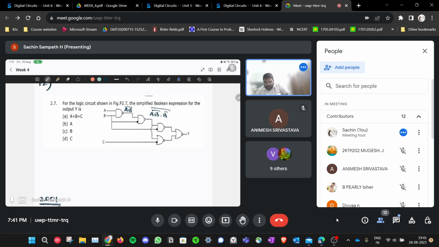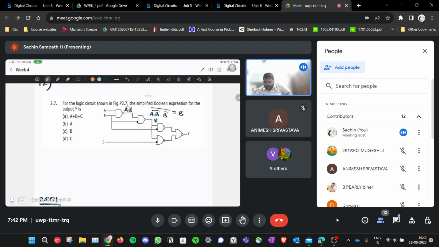and then this is A bar plus, this is AB plus B, right? If you use De Morgan's law, which is nothing but B into 1 plus A, which is nothing but B. So this thing is equal to B.